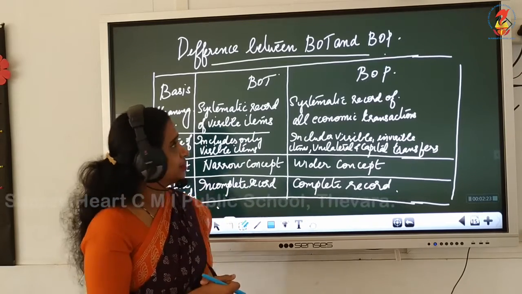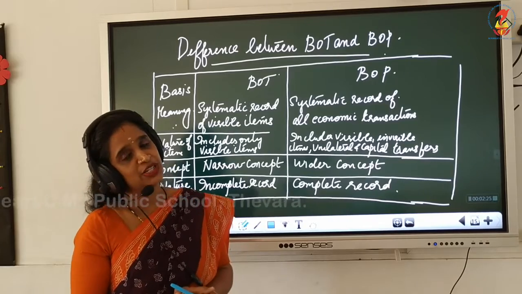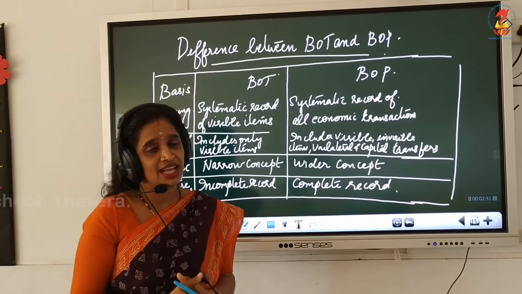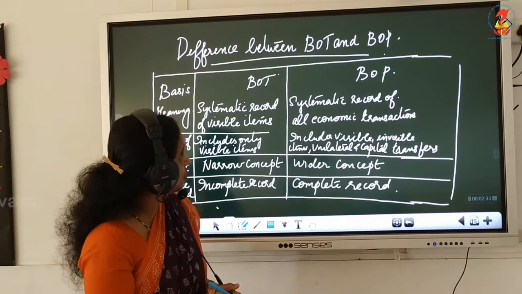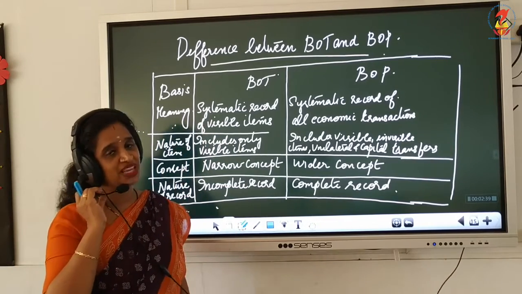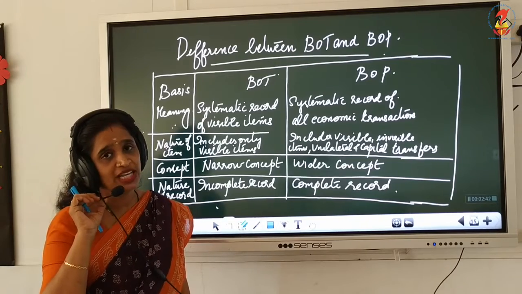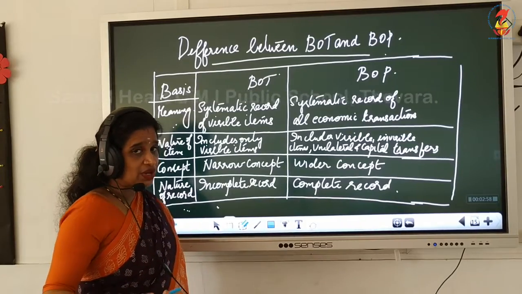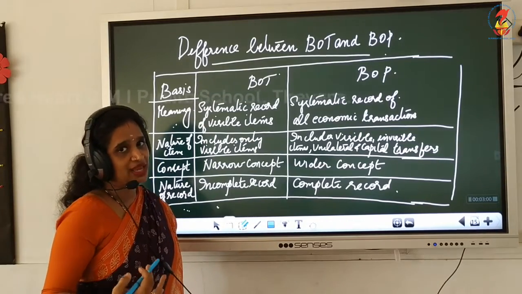Now we are going to discuss the difference between balance of trade and balance of payment. And I have told you, whenever a question is asked based on the difference between any two concepts, you have to draw a table and you have to start your explanation with basis. So here in the table I have drawn 3 columns, that is basis, then balance of trade and balance of payment. Now let us see the differences one by one. The first column, basis, means on what basis we are going to differentiate them.